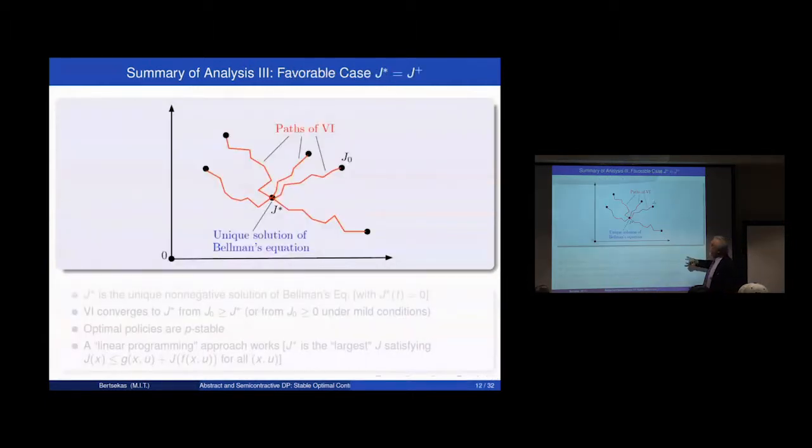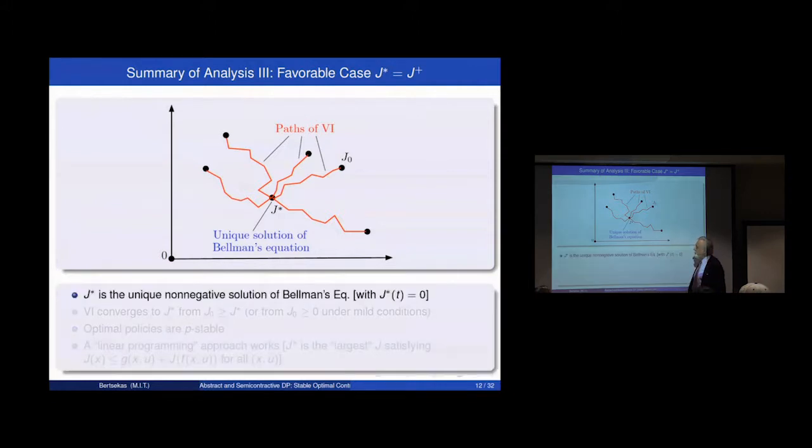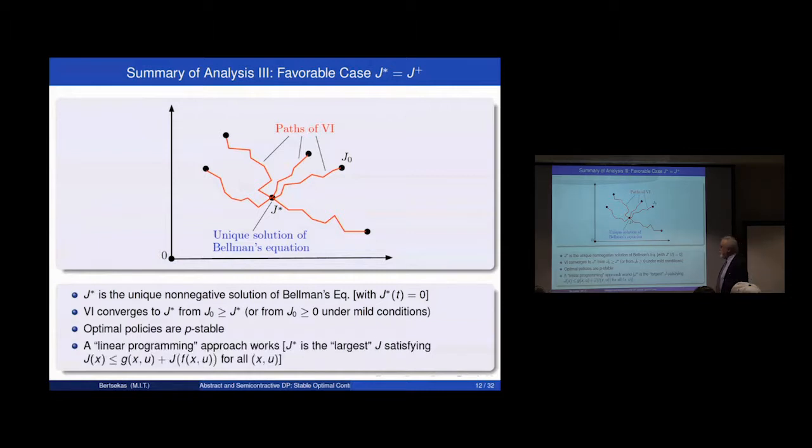And I'm illustrating the result here. It's a schematic, two-dimensional image, the diagram of cost functions. Here's J star. It's the unique solution of Bellman's equation in this favorable case. And the paths of value iteration all go from anywhere in this quadrant to J star. So that's what this says. Value iteration converges from above, and usually under my conditions from below. The optimal policies are P stable. There's also a linear programming approach for computing J star, which also works because of a result that you can prove here. So all the results that you would like to be true hold in this favorable case.